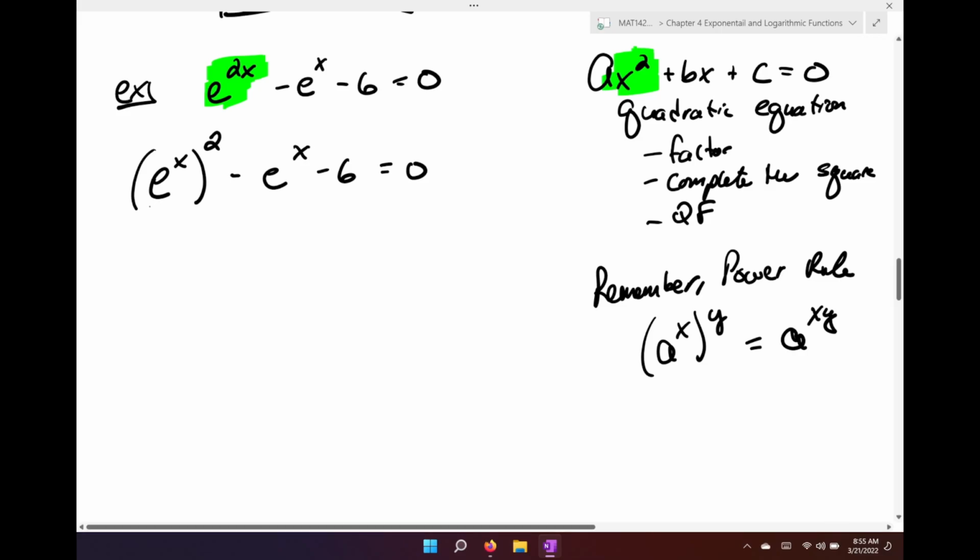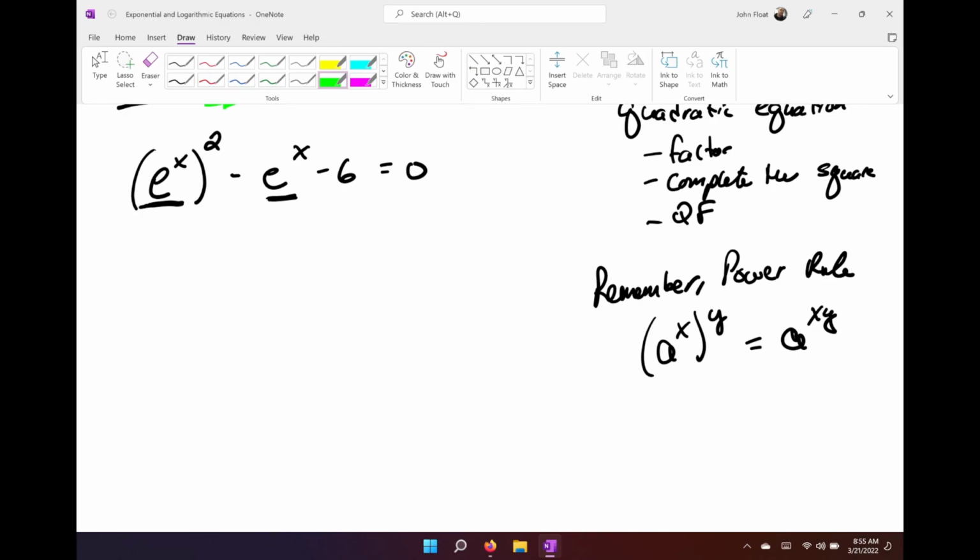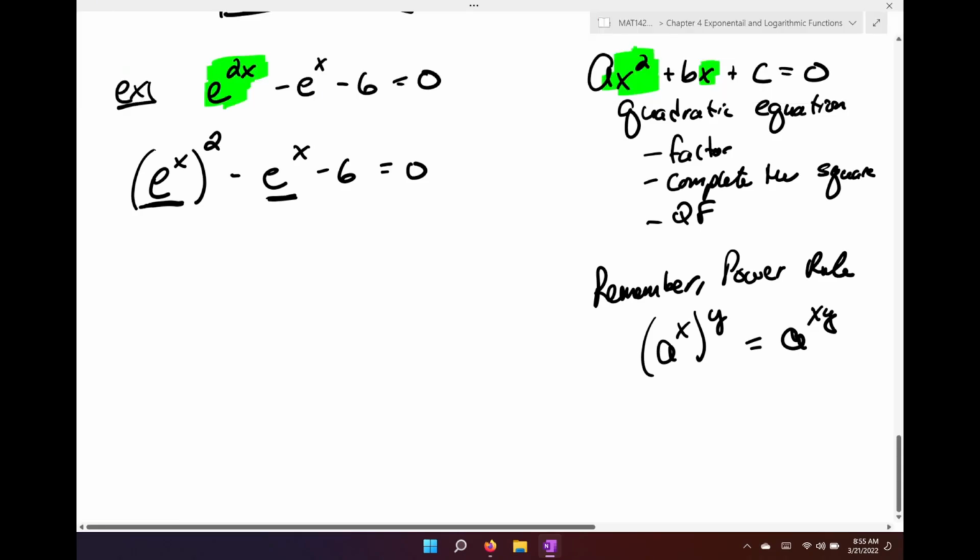So now I definitely have my quadratic equation staring me in the face. This right here and this right here would be comparable to the x squared and the x in the quadratic and the linear term respectively. So what I can do here is go ahead and factor this. I'm just going to write out my factoring here: e to the x, put a minus and a plus, and this will factor down into e to the x minus 3 and e to the x plus 2.